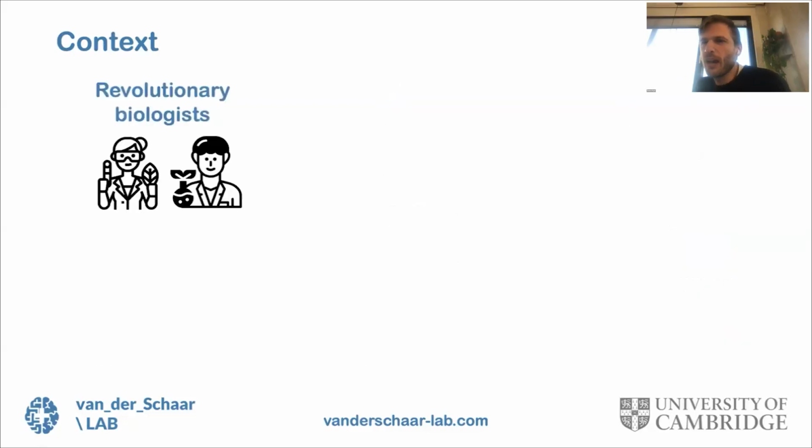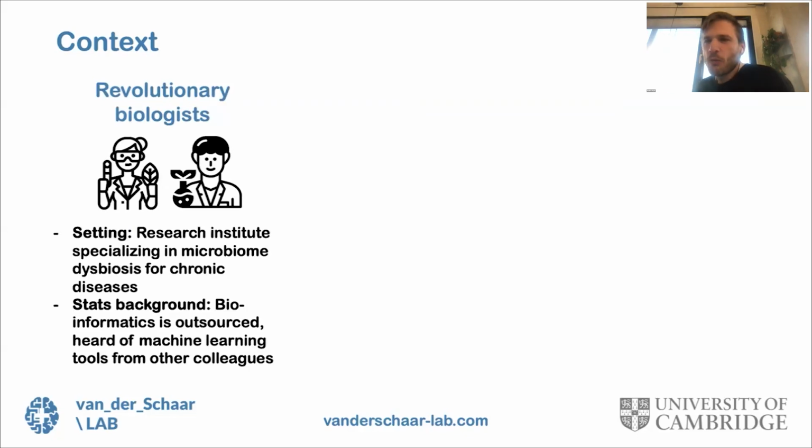Let's take a different example. We have revolutionary biologists now. We have people that are, let's just say, at a research institute. They look specifically at microbiome dysbiosis, and they have amazing technology that looks at this. And they really like to focus this on chronic diseases. Their stats background is a little bit limited. They're mostly biologists. In fact, they could probably benefit from some bioinformaticians, but these are mostly outsourced. They've heard of machine learning probably from different colleagues, but once again, this is not their mainstay.